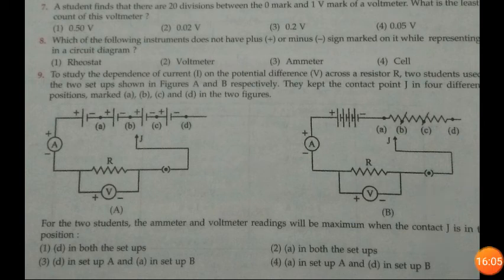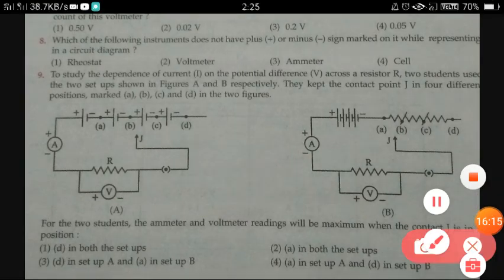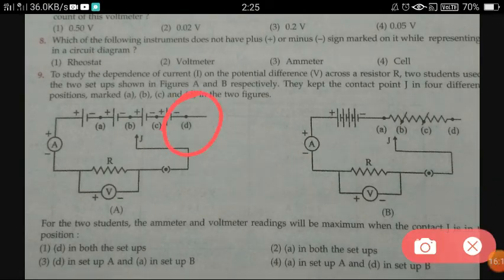So the correct answer is 3, D in setup A and A in setup B. Actually here D is the last connection point. So if J will be here, in the voltmeter and ammeter we will get the maximum reading.